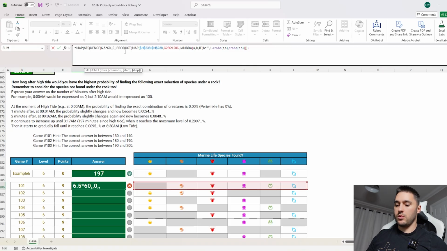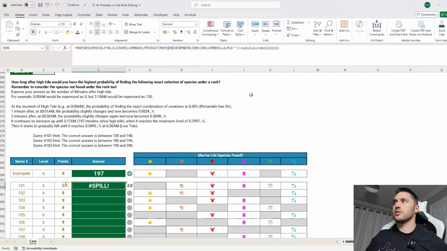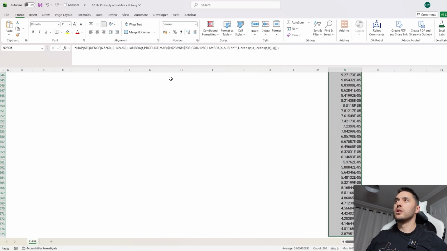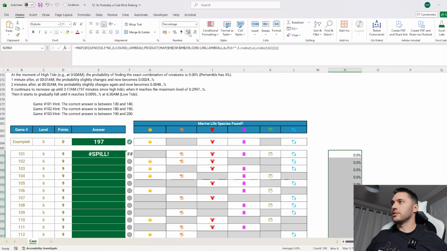So how do we do that? So we want 1 is a day, over 24 is how many hours, over 60 is how many minutes. So that's our intervals. And then we're going to say lambda t, and then all this stuff. And that should just give us all the probabilities for every minute. So I'm just going to move that out so you can see it. There we go. So these should all be quite low percentage chances, as you can see, and we want to look for the biggest one.